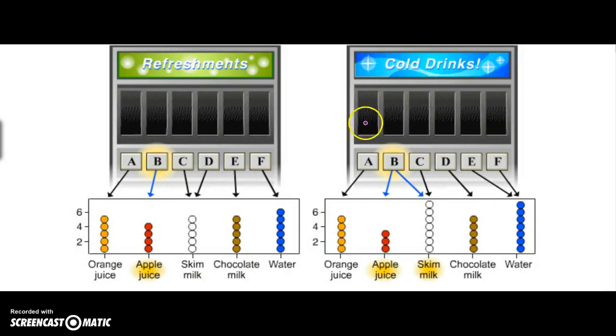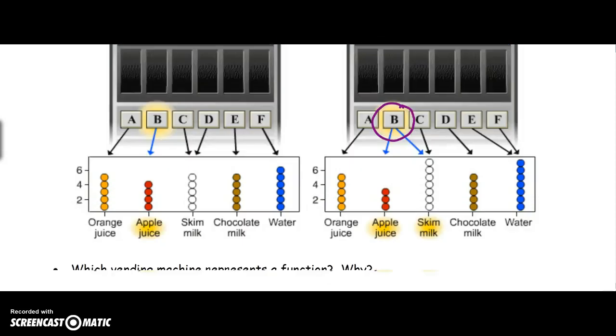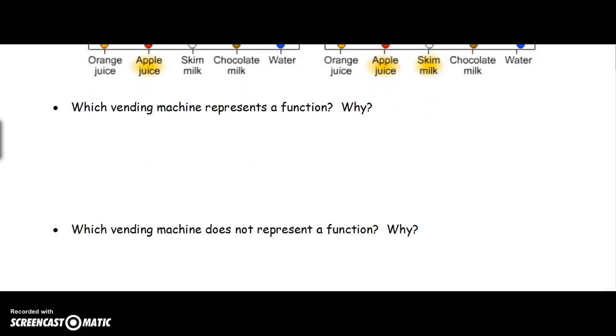In cold drinks, if you press A, you're going to get orange juice. If you press B, you're going to get apple juice or skim milk. C will give you skim milk, D will give you chocolate milk, and E and F will both give you water. This B button is very unique because that's what makes cold drinks not a function. So the reason behind that is if you really wanted skim milk and out came apple juice, you wouldn't be happy. So, which vending machine represents a function?